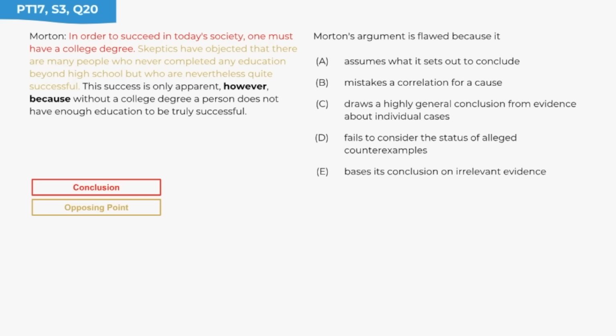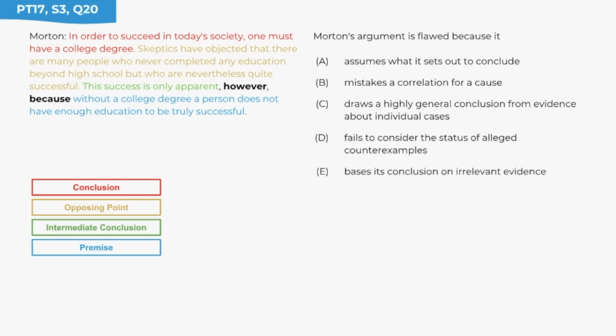And then the word because is telling us the evidence. So actually, it's giving us a little bit more than that. This says this success is only apparent because what comes after the word because is a premise, and what comes before that because becomes a conclusion. And since we already know that the first sentence of the argument is the main conclusion, this success is only apparent becomes an intermediate conclusion. And then the last part of that last sentence becomes the premise.